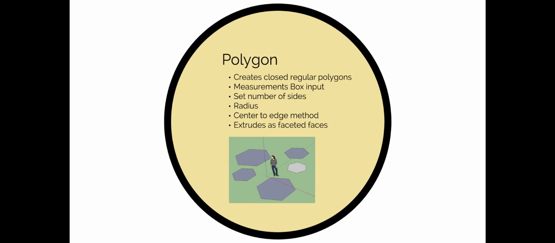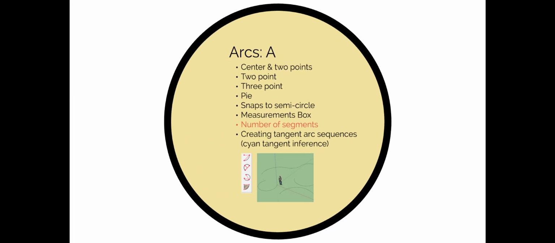Polygon tool creates closed regular polygons like a hexagon or octagon, for example. Similar to the circle, the difference is the tool actually looks the same. You can put as many sides as you want. The difference is when you extrude it, it will extrude as faceted faces. Each face will be a flat surface. You won't see it smoothed off. Other than that, the circle tool and this tool are pretty much the same.